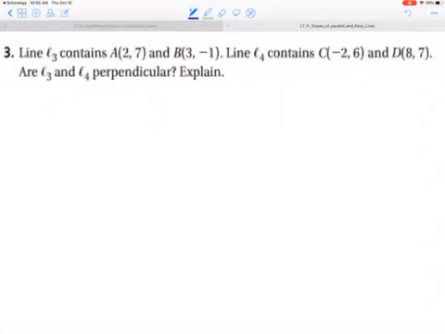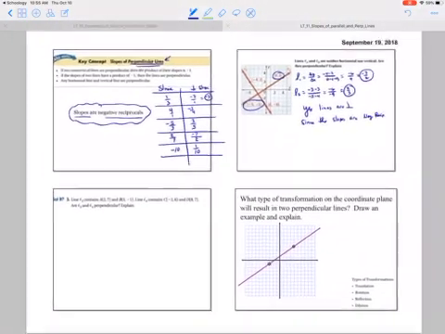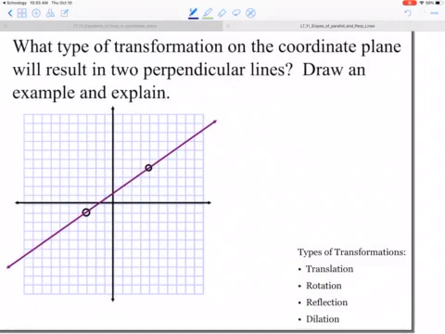Here's another problem where you can pause the movie, try this on your own, or use it for retake contract work. What type of transformation on the coordinate plane produces perpendicular lines? Well, if I get the slope of this line, 1, 2, 3, 4, 5, 1, 2, 3, 4, 5, 6, 7. So I went up 5 to the right 7. A slope of a line perpendicular would be -7/5.